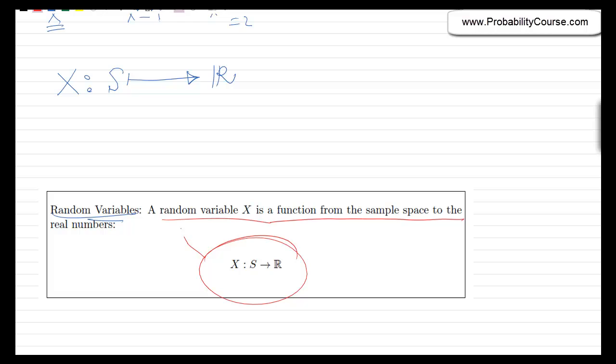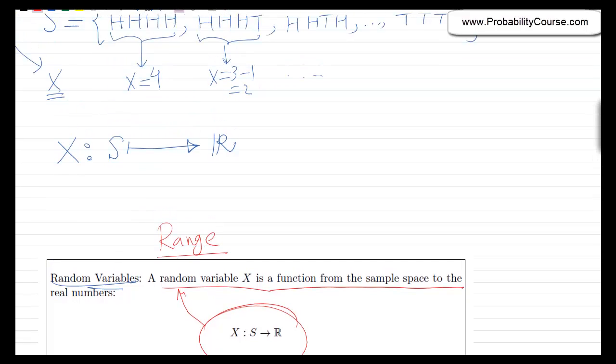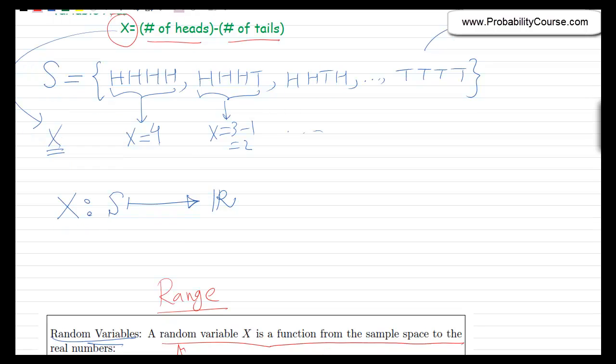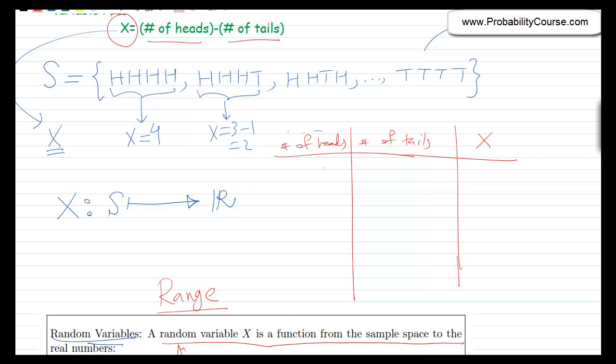Because the random variable is a function, we can talk about its range. Remember that the range of a function is the set of all possible values of that function. For example, let's look at this random variable that I defined here, the number of heads minus the number of tails. What are the possible values of x? Let's look at the number of heads and the number of tails, and then the random variable x.